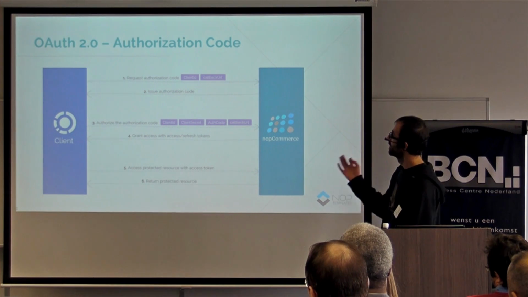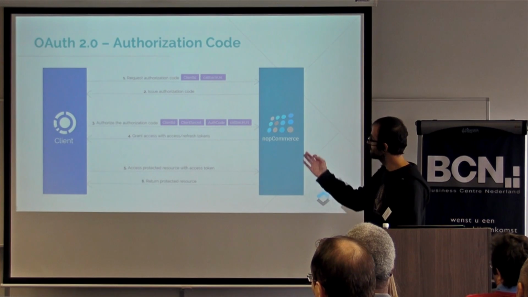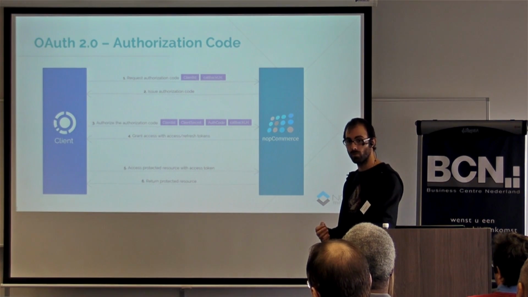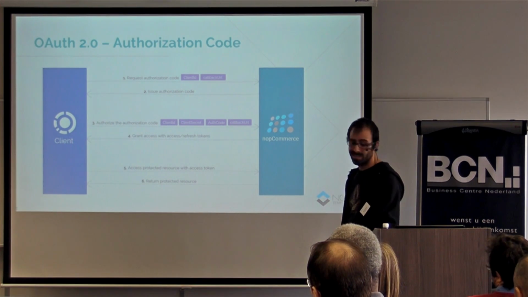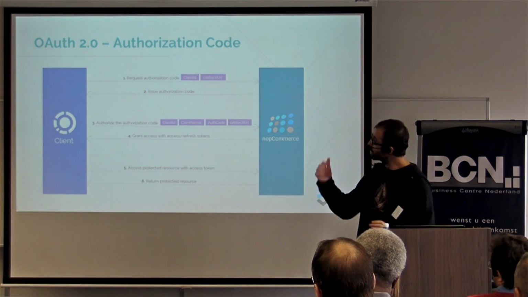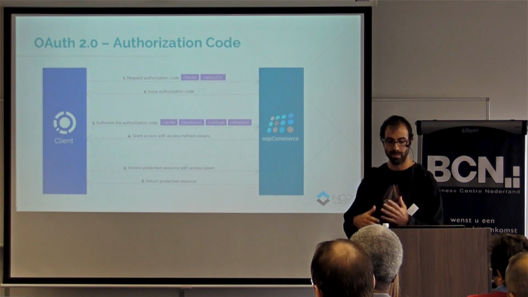And the most important thing that you need to know about it is that it supports several authorization workflows. There are several ways for a client to authorize to a web server, and these authorization workflows are called grant types. So we have the authorization code grant type, we have the implicit grant type, the password, etc.